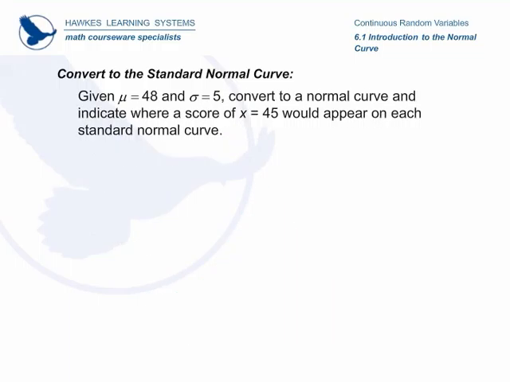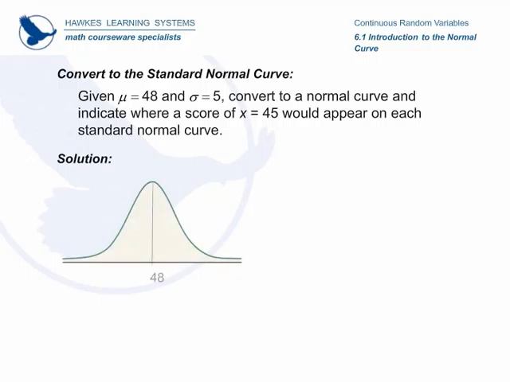Now let's take a look at another example where we convert to the standard normal curve. Given our mean equals 48 and our standard deviation equals 5, convert to a normal curve and indicate where a score of x equals 45 would appear on each standard normal curve.